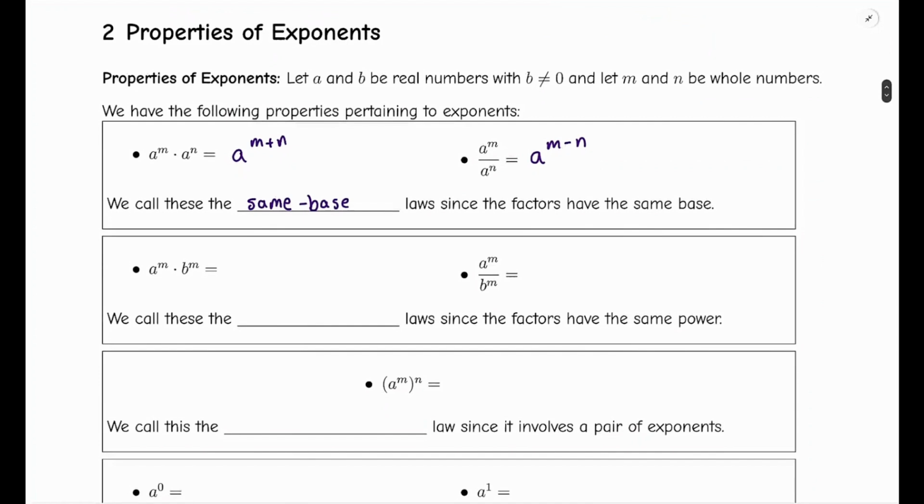We also have the property that a to the m times b to the m is just a times b to the m. And a to the m divided by b to the m becomes a divided by b to the m. And we call these the same power laws, since the factors have the same power. Now, a lot of times with these ones, though, we are going to be going in this direction, in which case these are sometimes called the distributive laws.